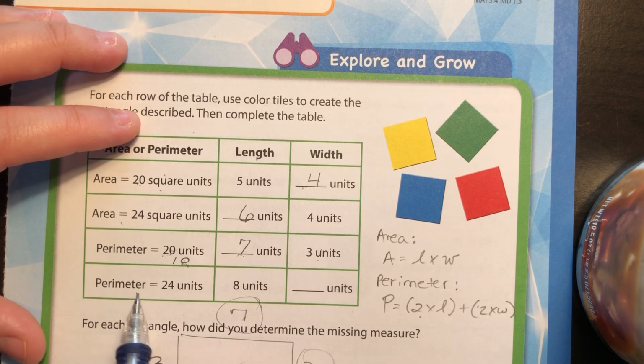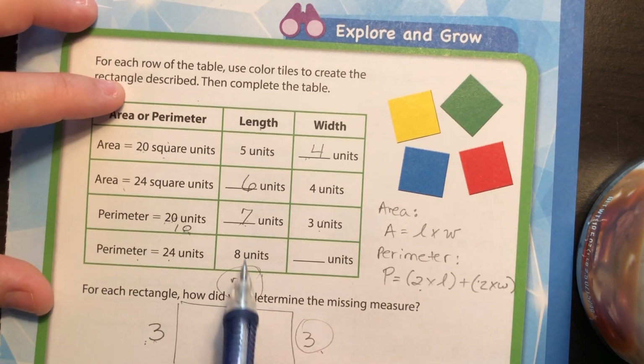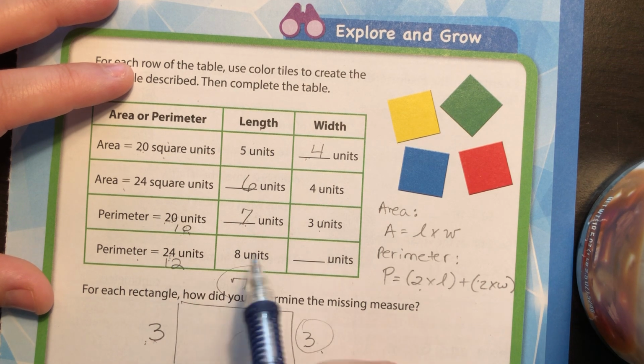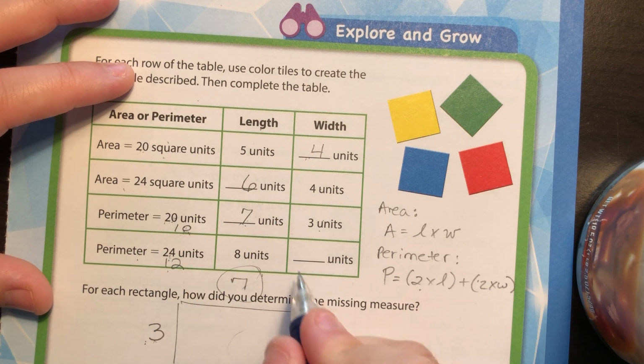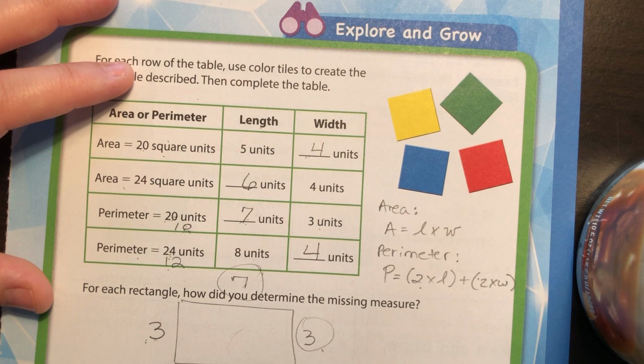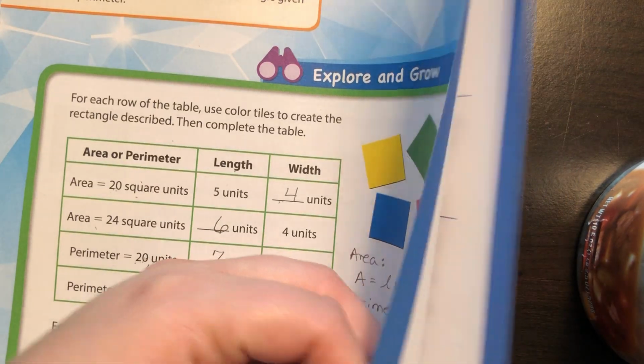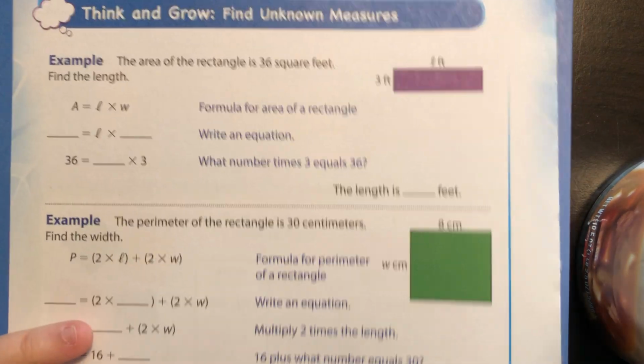Now, last one. So perimeter is 24 units. Only one length and one width would be half of this, so 12. So 8 plus what would give me 12? That would be 8 plus 4. Now, I know this was a very quick explanation. We're going to explain it even more in detail in the next few pages, okay?